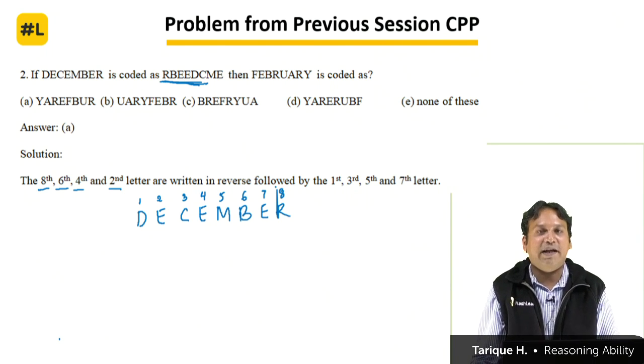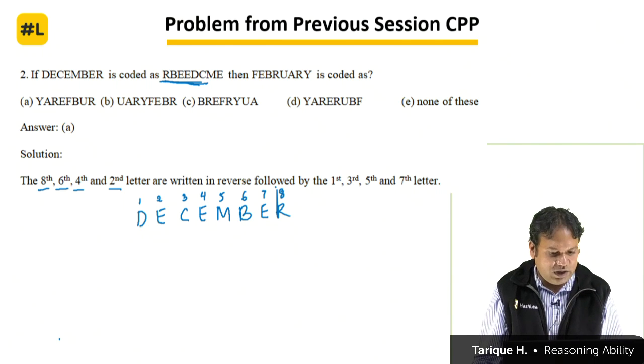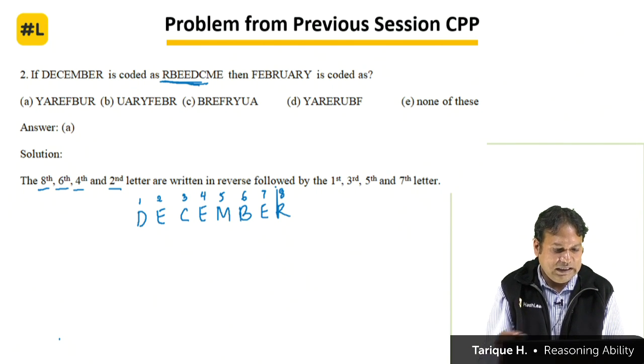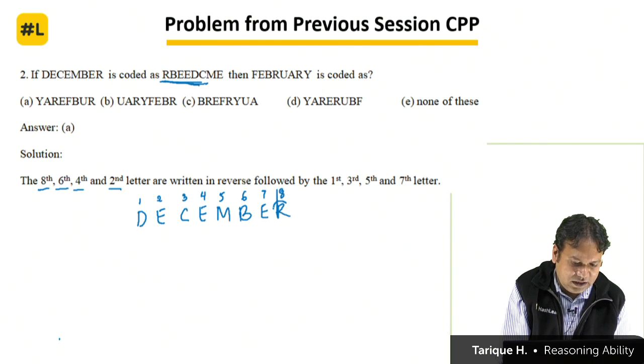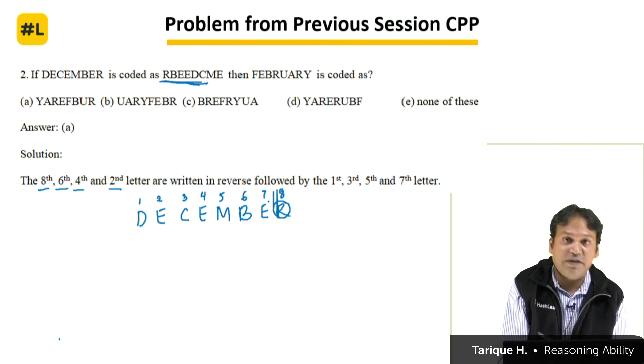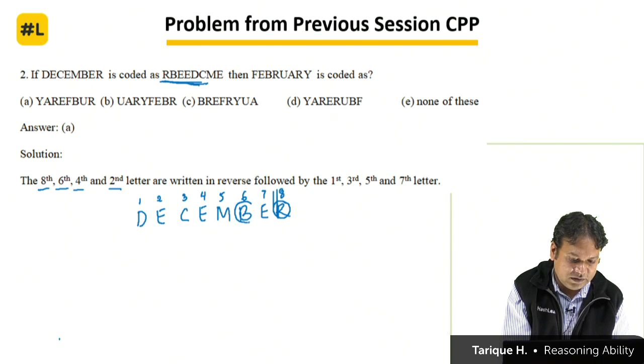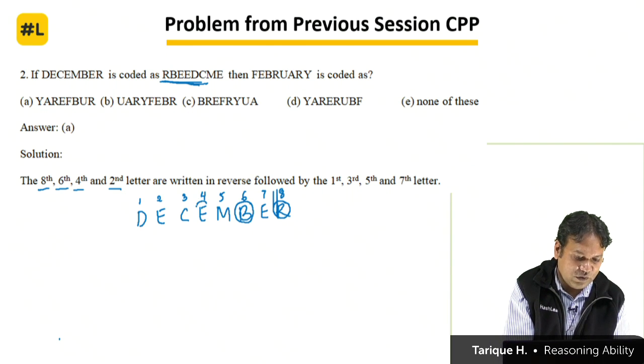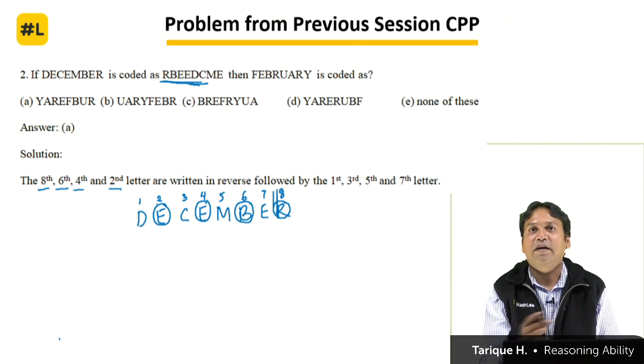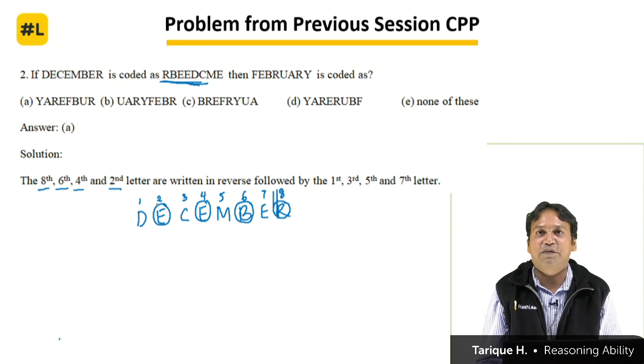So good morning Pankaj and Nikita, and see this question here from the previous day CPP. So we have 8 letters in the word December, and what we are going to do is to see the 8th letter, reverse, you know, we are going from the back side, from R, 8th letter, 6th letter, the 4th and the 2nd, even numbers in descending order, 8, 6, 4, 2.